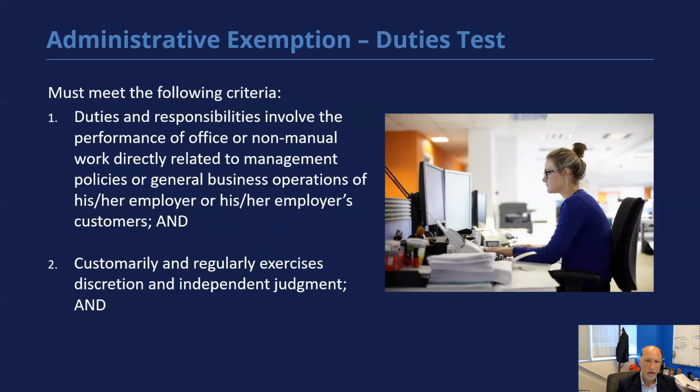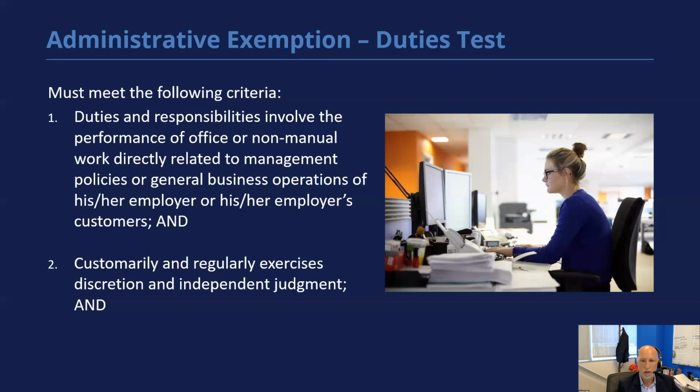The following criteria must be met to satisfy the administrative exemption. 1, duties and responsibilities involve the performance of office or non-manual work directly related to management policies or general business operations of the employer or the employer's customers. And it customarily and regularly exercises discretion and independent judgment.